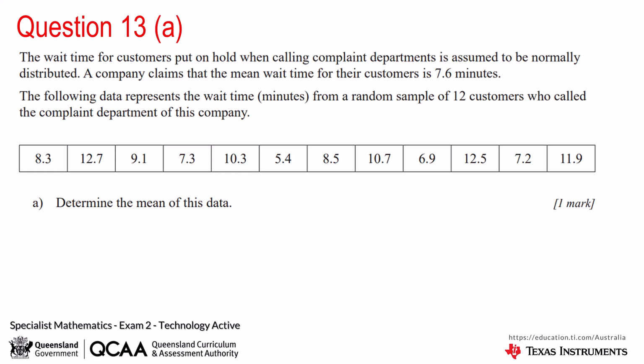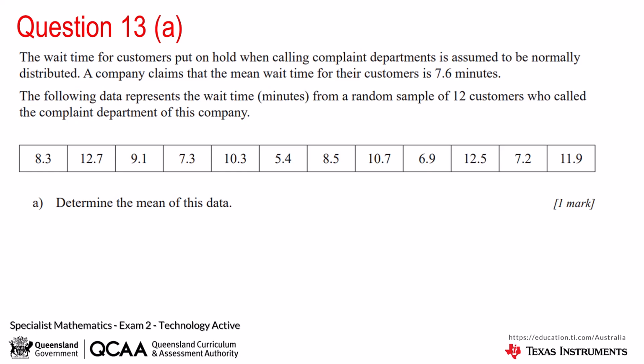Question 13A is worth 1 mark. We're asked to consider a situation regarding customer waiting times, which are normally distributed. And the claim from the company is that the mean wait time for customers is 7.6 minutes. What's happened here is that a random sample of 12 customers has been taken and their wait times are recorded in that table there.